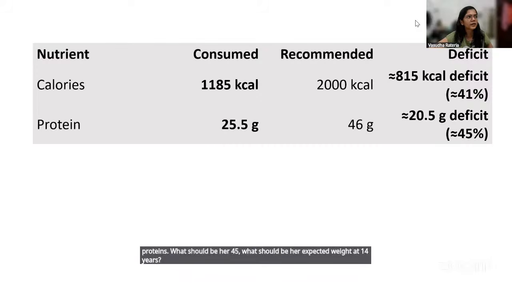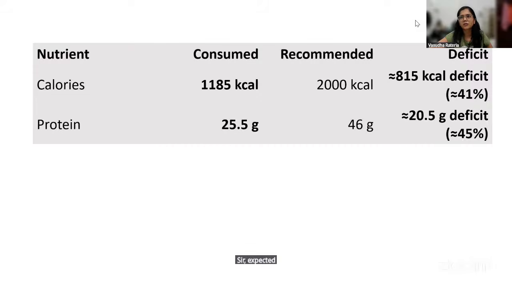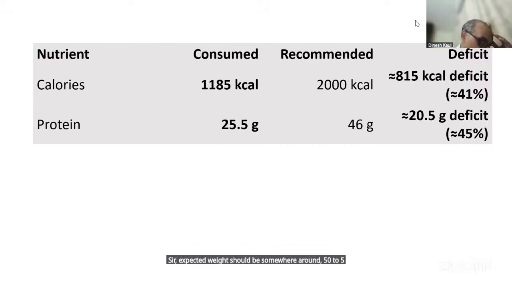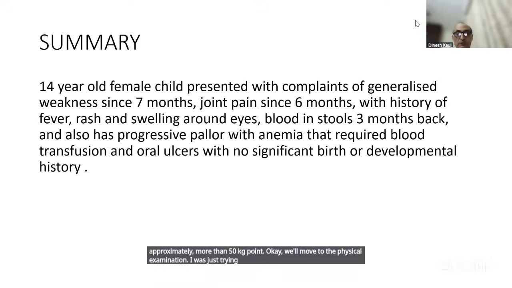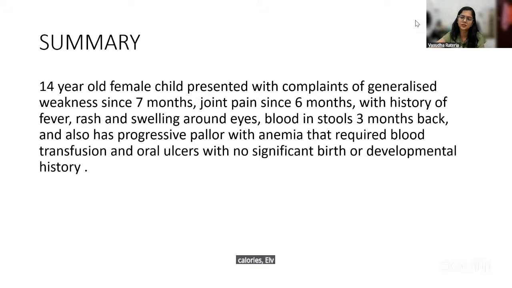Sir, expected weight should be somewhere around 50 to 55, approximately more than 50 kgs. Okay, we'll move to the physical examination. So now she has both, she is deficient in the calories as well as in the proteins.